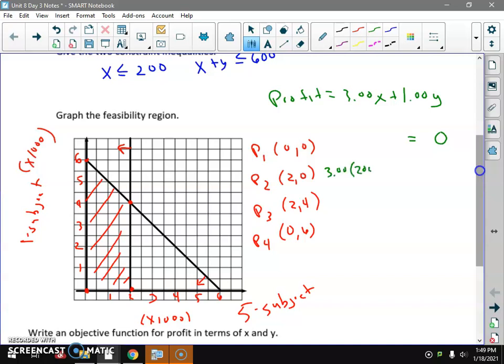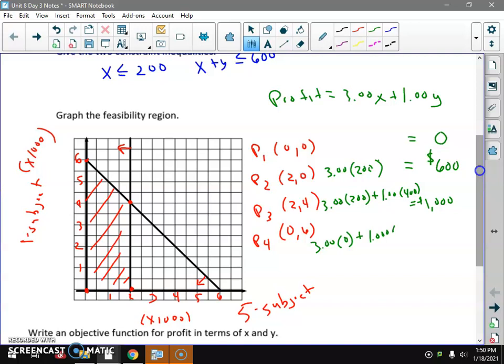3 times 2,000 equals 600. Pardon me. 3 times 2,000. Oh, sorry, that's not times 1,000. That's where I was off. Times 100. My bad. I'll fix that on my graph in a minute. 3 times 200 is $600. 3 times 200 plus 1 times 400 equals $1,000. That's the best so far. And 3 times 0 plus $1 times 600 equals $600. Optimum would obviously be P3.